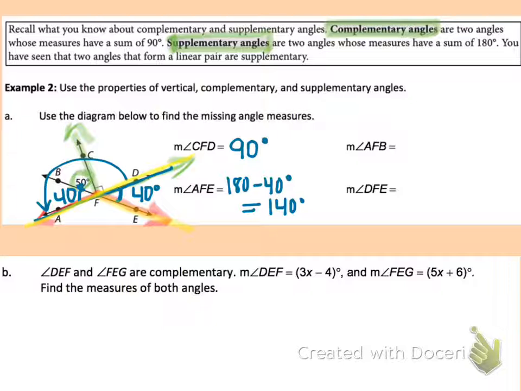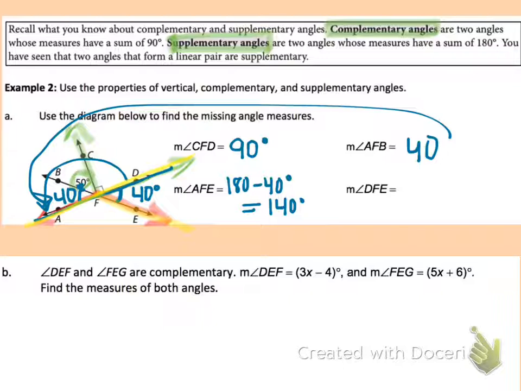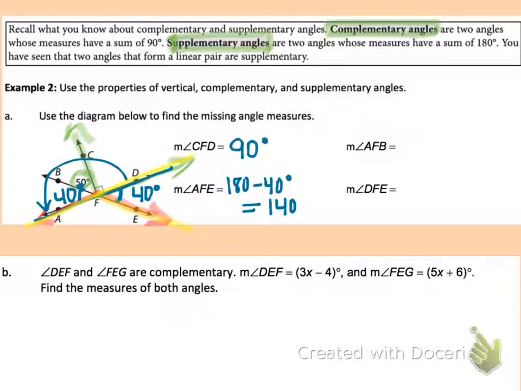Okay, so labeling is super important. AFB, that one that we found, was 40 degrees. That one was right over there, right? There we go. That one was 40 degrees. And then DFE was the one that was across from it, that other vertical angle. That one's also 40 degrees.